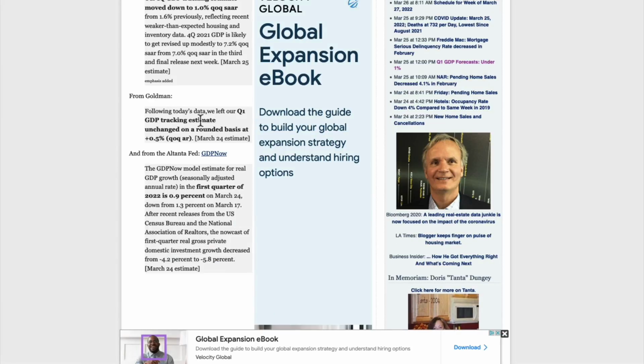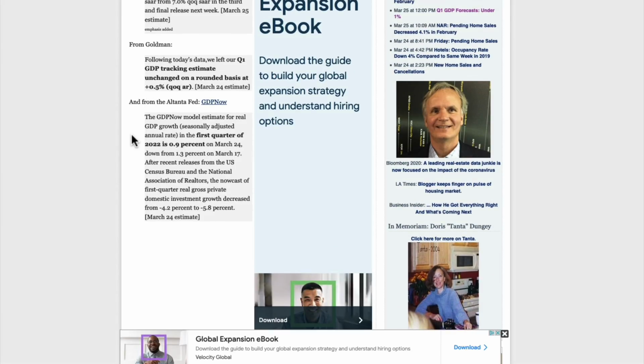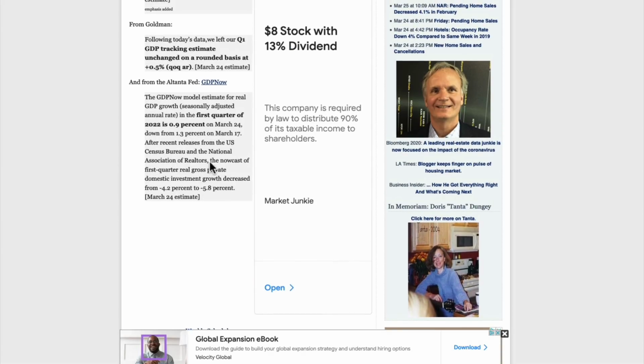From Goldman: following today's data, we left our Q1 GDP tracking estimate unchanged on a rounded basis at 0.5% quarter over quarter. And from the Atlanta Fed, the GDP Now model estimate for real GDP growth in the first quarter of 2022 is 0.9% on March 24th, down from 1.3% on March 17th. After recent releases from the U.S. Census Bureau and the National Association of Realtors, the nowcast of first quarter real gross private domestic investment growth decreased from negative 4.2 to negative 5.8%.